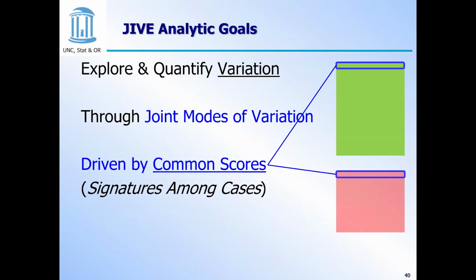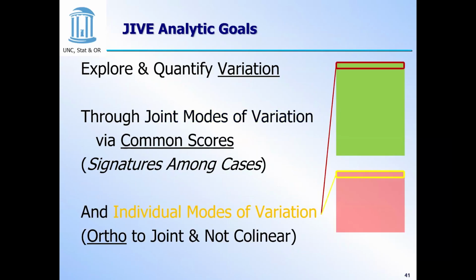Now to get the full mode, we now have the idea of common scores. Now what about individual? The next thing we need to do is define individual. The whole reason we're coming up with these common scores is this enables us to get a well-defined notion of individual variation. Our notion is individual modes of variation are those that are orthogonal to the joint. And because we have this joint, we have a notion of orthogonality, we can define that.